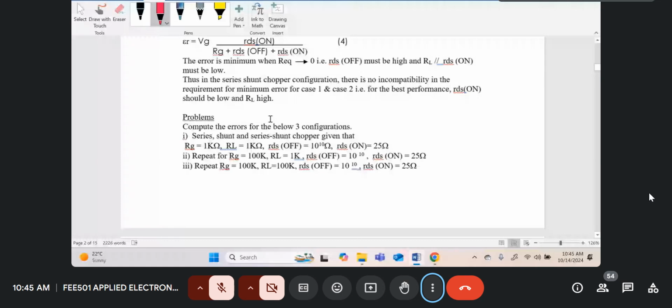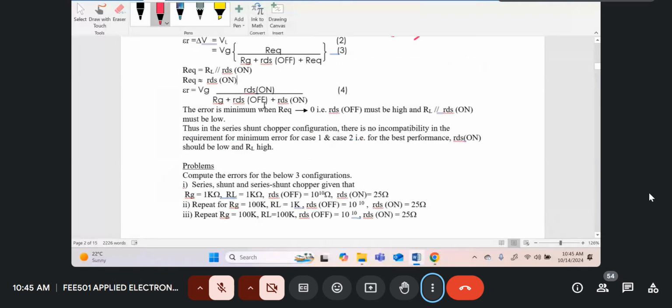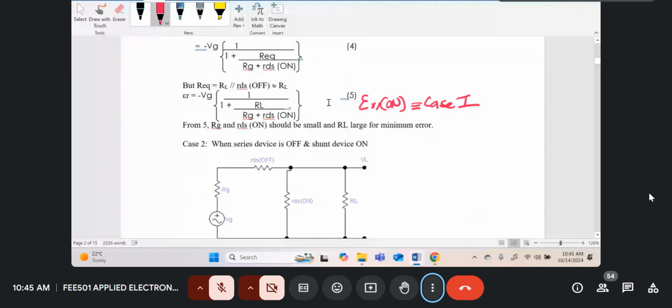So I've given some simple problems over here. Because up to now, if you just remain at these equations over here, equation 4 and equation 5 over here, you want to know how does this circuit perform with respect to the series and the shunt chopper until you put some values. So that is the reason for this exercise over here.